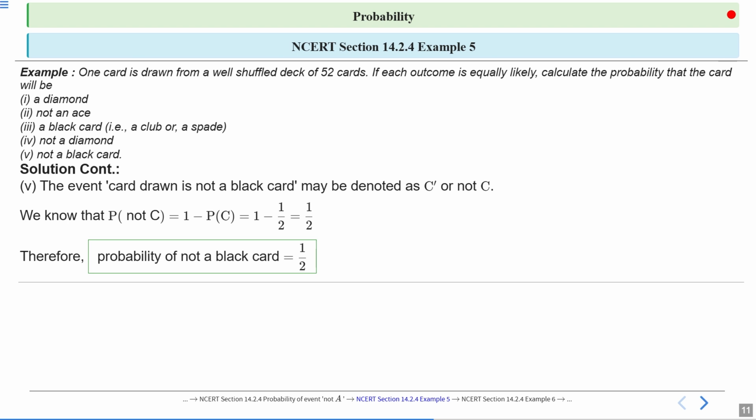I hope all the probabilities, that the card will be a diamond or not a diamond, or a black card or not a black card, and how we calculated them, are clear to all of you. Simply, we used the classical definition of probability, and we used probability of not A equal to 1 minus probability of A. A very simple example. So now let us move to the next example.